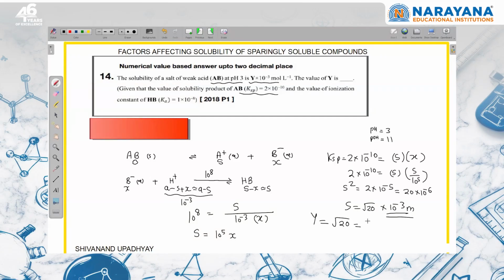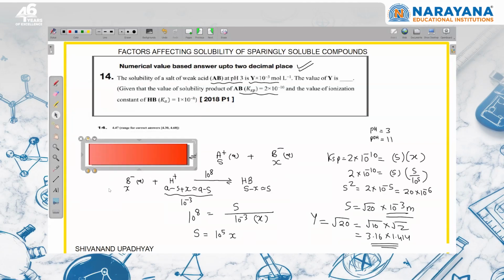Now those who do not remember under root 20, it is under root 10 into under root 2. How many people remember under root 10? 3.16 and 1.414. You have to do this calculation, right? Do this calculation properly, because the answer is up to 2 decimal places, right? So if you do it properly, then you will get the answer, and the range for this answer is given.